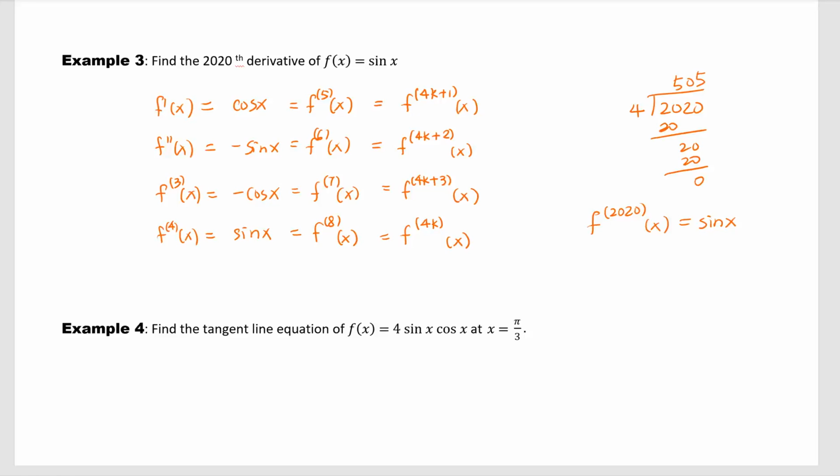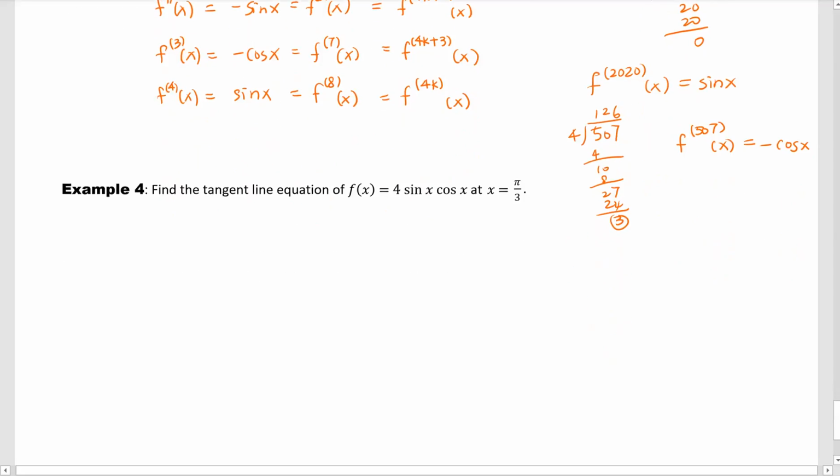How about if I ask you, what is 507? Okay, you divide it by 4. This is 1, 4, 1, 0. So 2, we give 8, 27, 6, 24. The remainder is 3. So the 507 derivative, which is remainder 3, is right here. So that is minus cosine x. Okay, so now can you get the trick? Whatever derivative, just divide it by 4 and look at the remainder. So far so good, everybody?